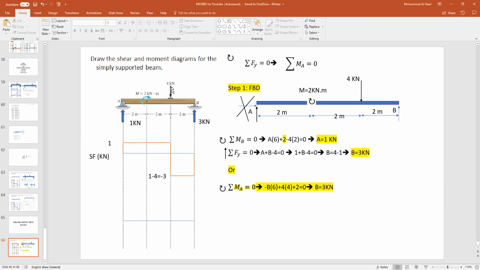And now there is a 4 kilonewton force pushing down. So this was at 1 kilonewton. 1 minus 4 is equal to minus 3, and then there is no force till I reach that line, and then I just go and close at 0. So that's the shear force diagram in kilonewtons.